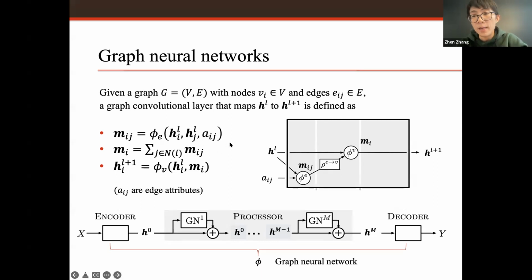For example, in the molecular dynamics simulation, you have this type of spring constants to represent this a_ij. You send this through a neural network called phi_e to get a value m_ij, which are the updated edge attributes. And then you do an aggregation of this m_ij to get an m_i, which is the new node feature. And finally, you send it through another neural network to get the latent node feature in the next layer.